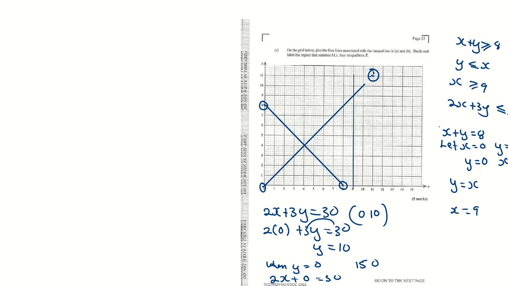So you look for those two coordinates. x is 15 and y is 0. So that's this coordinate right here. And when x is 0, that's on your y-axis. That's this line right here. So now you have drawn all the equation lines, right? So this is what we have thus far.